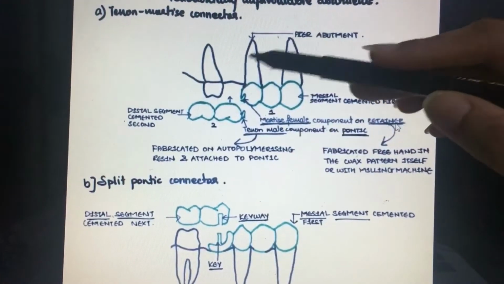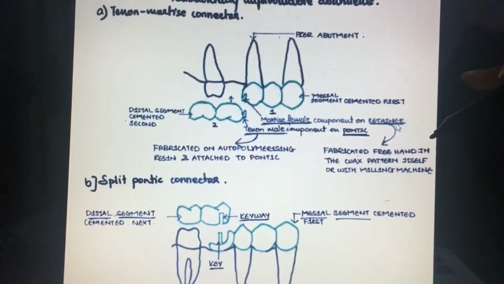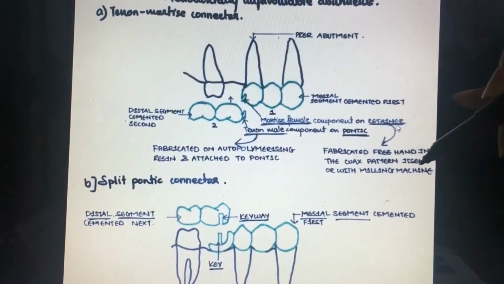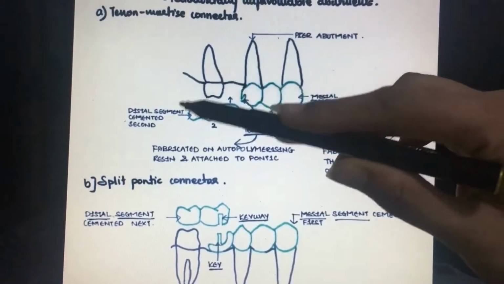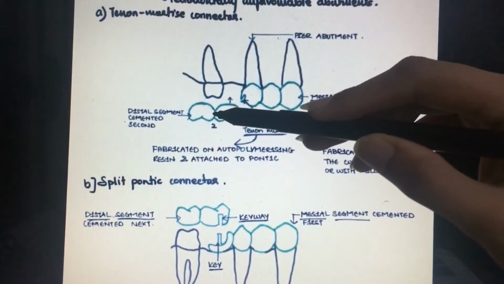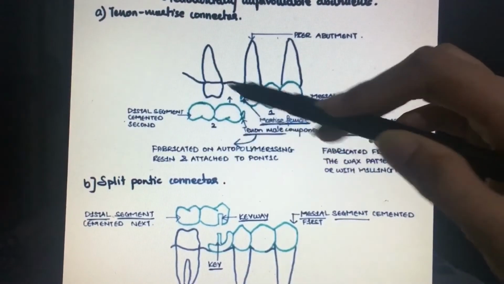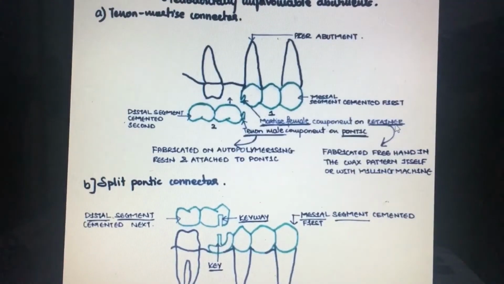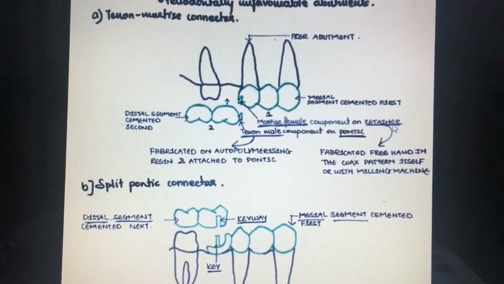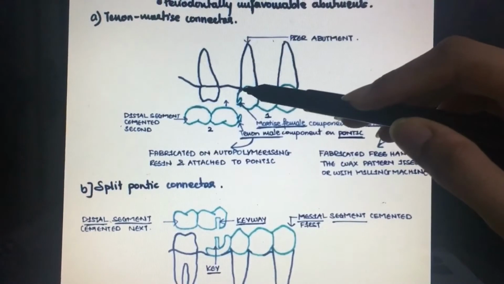This female component is fabricated freehand in the wax pattern itself or with a milling machine. Secondly, this male component is fabricated in autopolymerizing resin and it is attached to the pontic. This is the distal unit. This tenon mortise connector is usually seen in pier abutment cases.